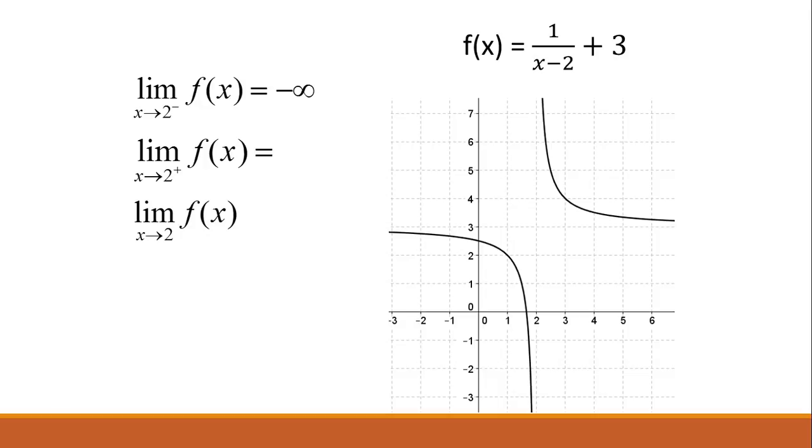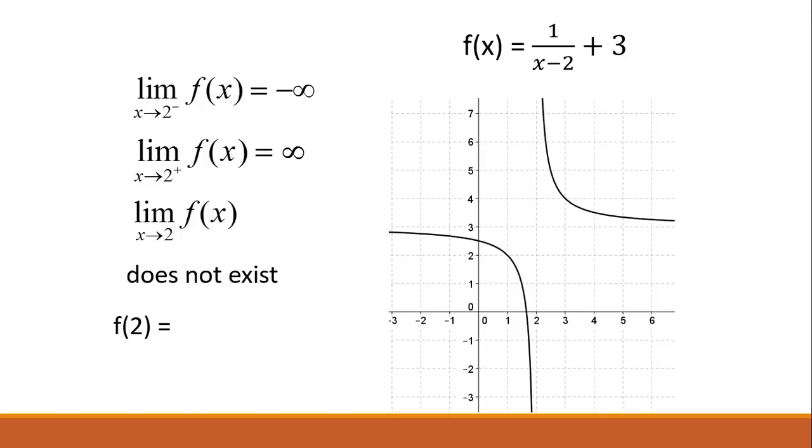Our limit as x approaches 2 from the right means we'd have to look at points that have x-coordinates bigger than 2, but are getting closer to 2. And when we look at that, we can see that the y-coordinates just get bigger and bigger. So the limit as x approaches 2 from the right is positive infinity. And since those two limits, the limit from the left and the limit from the right, are not equal, then the limit as x approaches 2 does not exist.